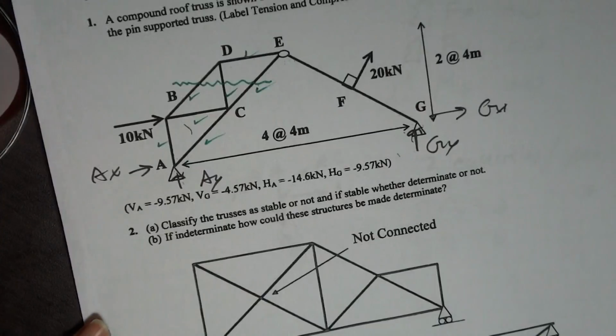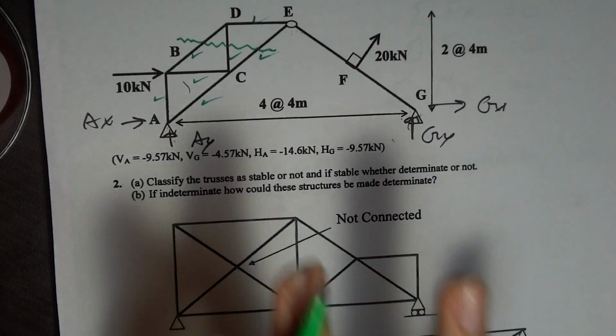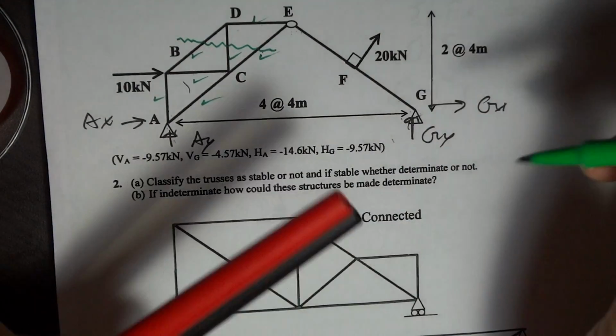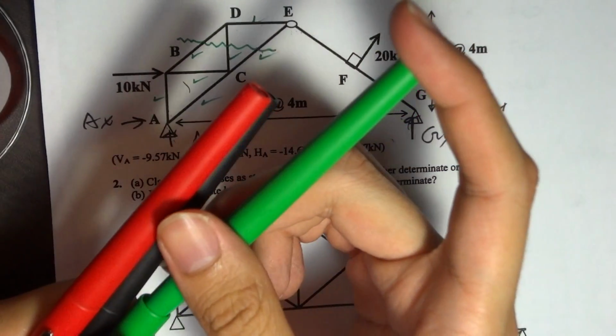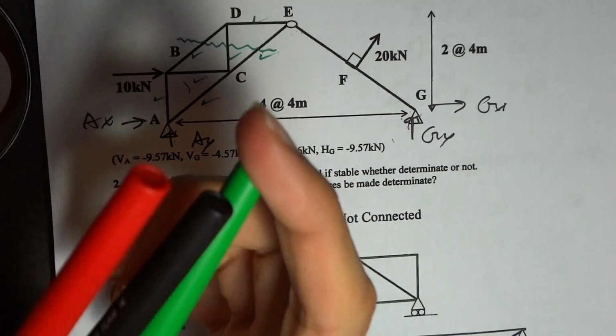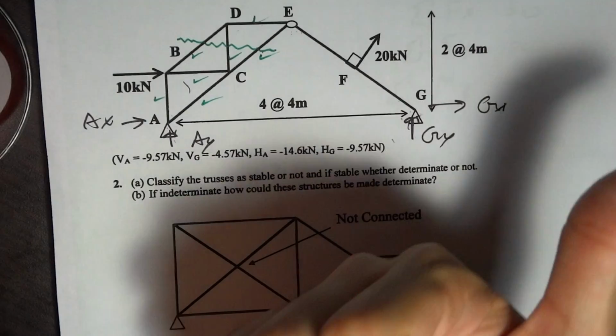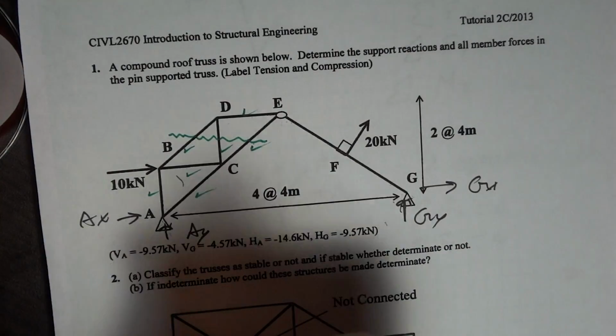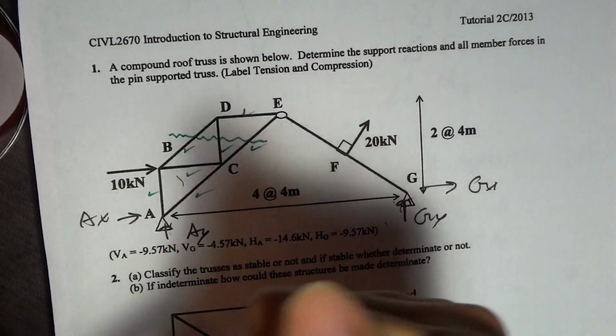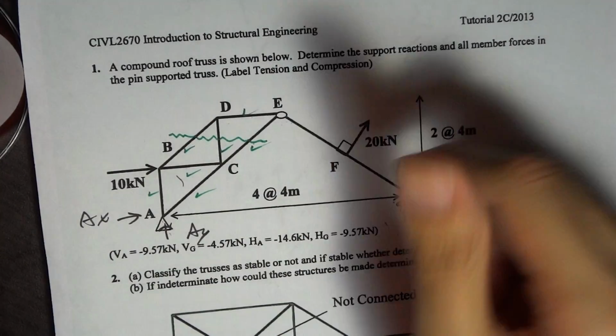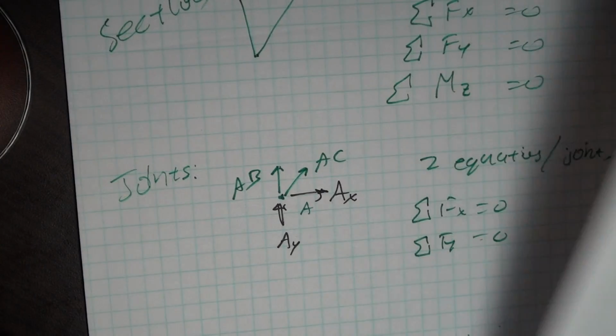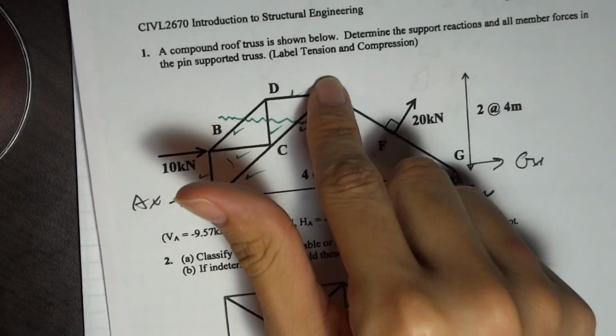So the nice thing about method of joints is that you work your way through the entire truss. Method of sections requires you to be very careful. Method of sections is useful if you're looking for a specific member force, but if you're trying to find all of them, it's usually preferable to do method of joints. Okay, now we get to identify their tension or compression.